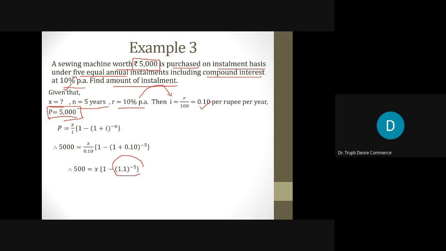Now how will you find the value of minus 5? We didn't get the minus 5. So there is a rule for the maths: if a raised to minus x is given, then the value will be 1 upon a raised to x. So in this case, what we have to do is write that as 1 minus 1 upon 1.1 raised to 5. So you can get the value of 1.1 raised to 5.